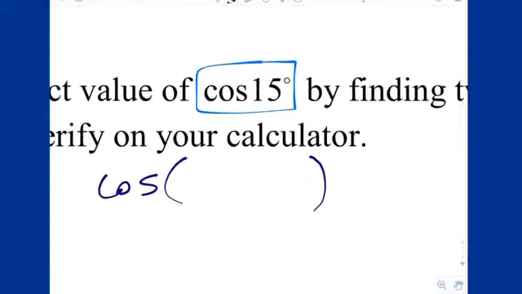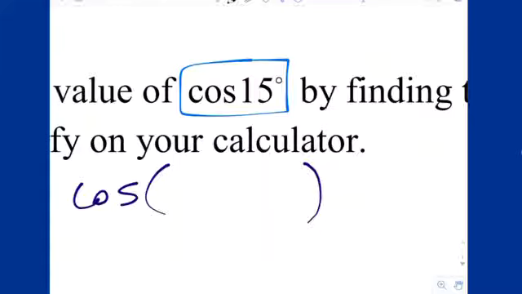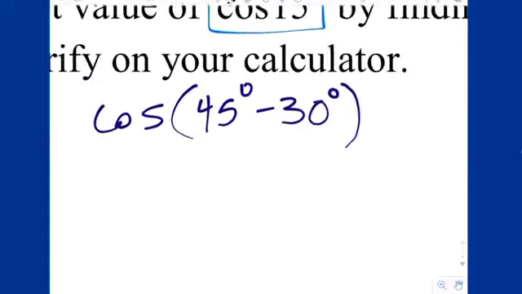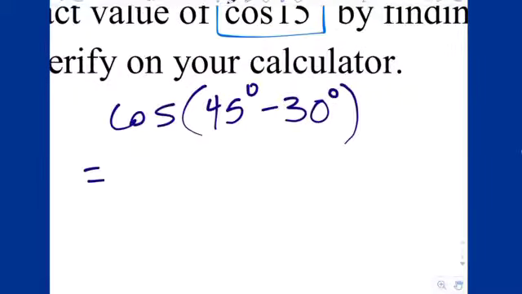45 and 30. 45 plus 30? 45 minus 30. There you go. Now, why did you not choose 16 and 1? 16 minus 1 is 15. 16 and 1 are not on the unit circle. So 45 and 30 both are. So would everyone agree then that 45 degrees minus 30 degrees is 15 degrees? Yes, good. So now what we could do is we can expand it using the composite identity.